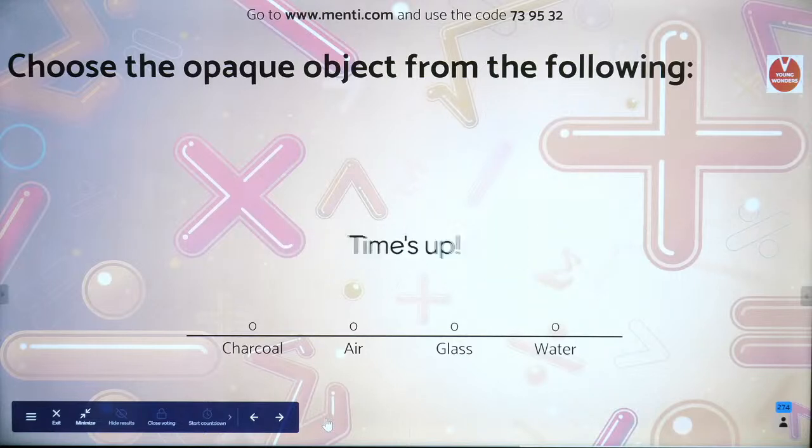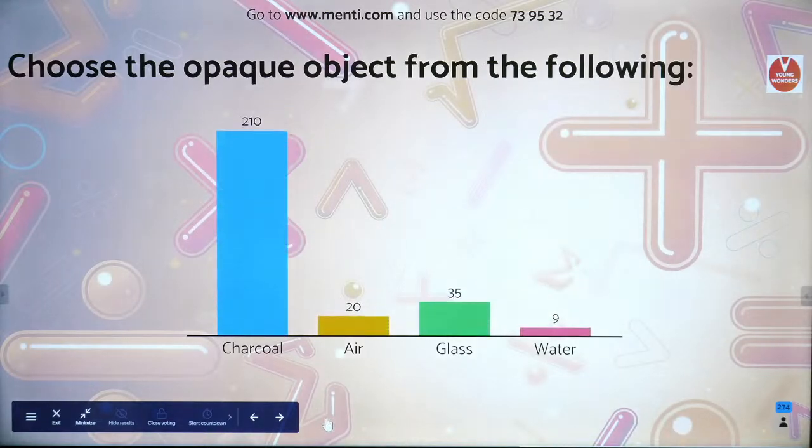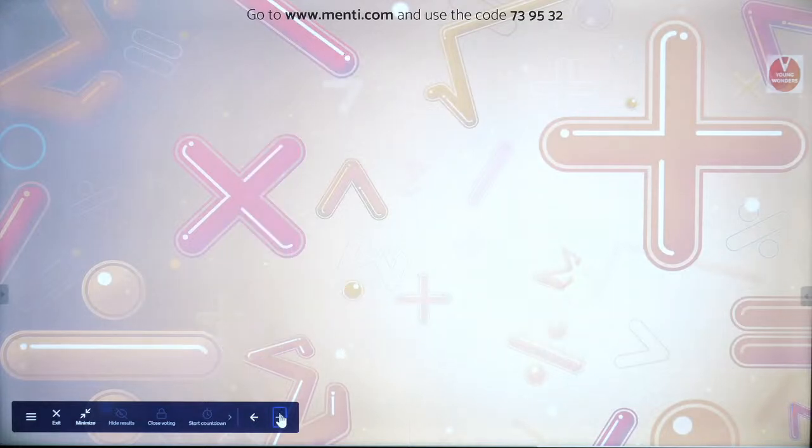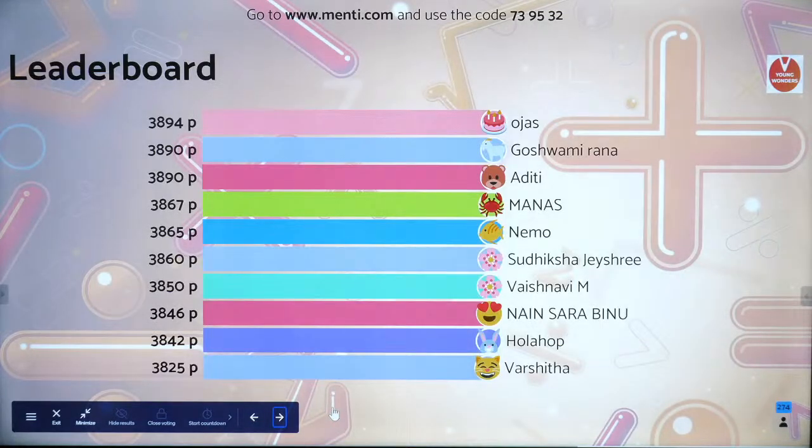Hi, Mendhar. So, opaque is something through which you cannot see at all and charcoal is one of them. Right? So, guys, charcoal is the correct one.